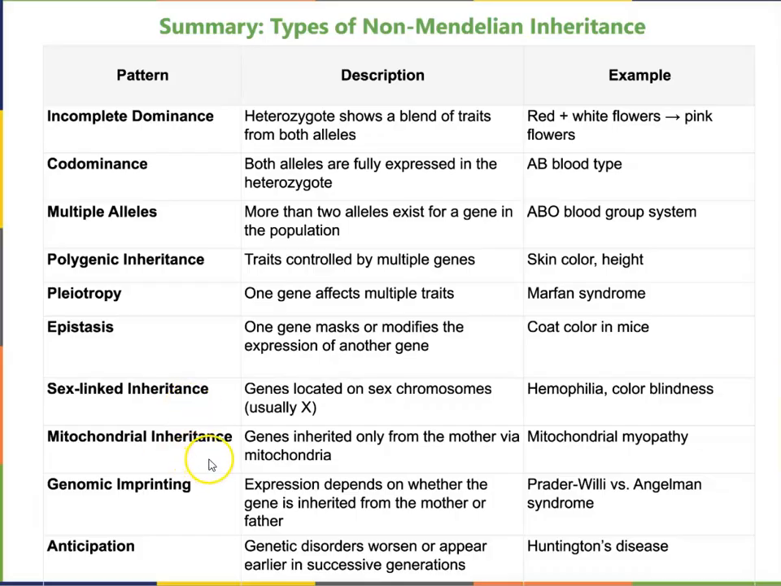Mitochondrial inheritance is a situation where genes are inherited only from the mother, through the mitochondria. Genomic imprinting states that the expression of a gene depends on whether the gene is inherited from the mother or the father. Anticipation is a situation where genetic disorders get worse or appear earlier in successive generations, such as Huntington disease. This table will give you a good summary of the types of genetic situations which do not follow Mendelian law.